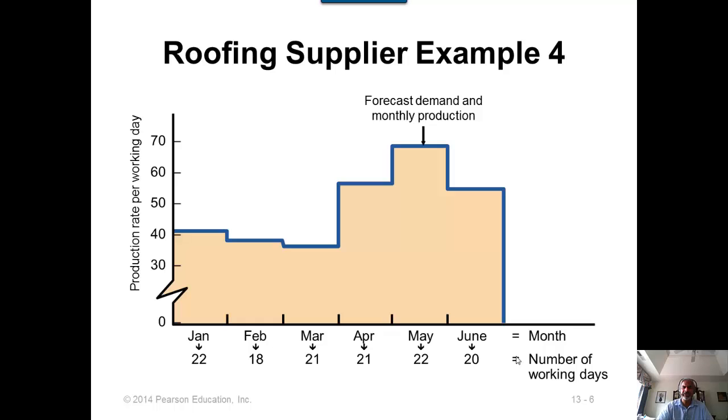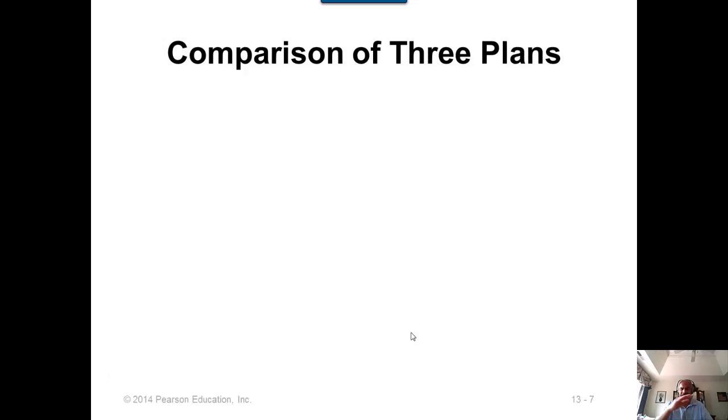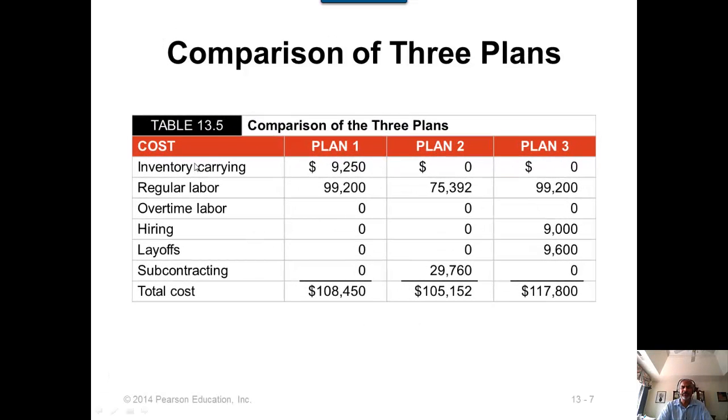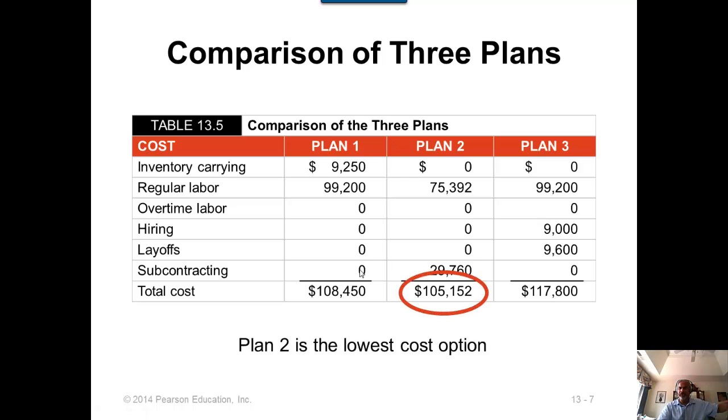So this is the graphical representation of what we just went through. Your production is going to follow exactly the demand pattern. So here are the comparisons. Plan 1, which is level 50 units a day, and then plan 2 is to set the production at 38 units a day and use subcontracting. Then plan 3 is chase.